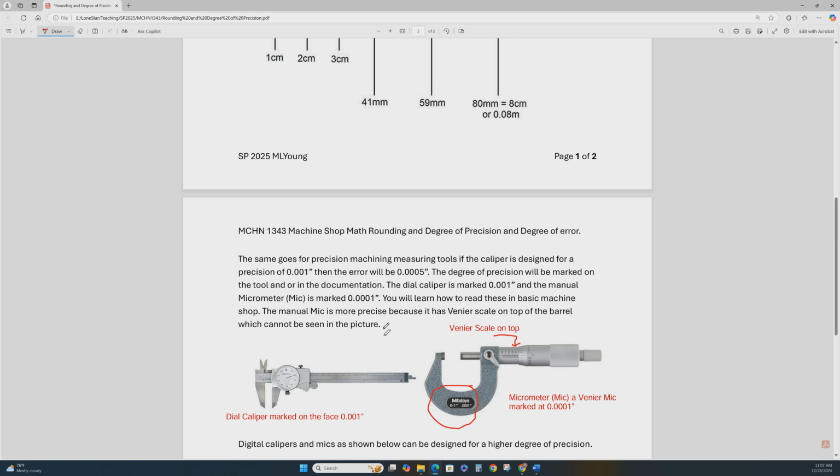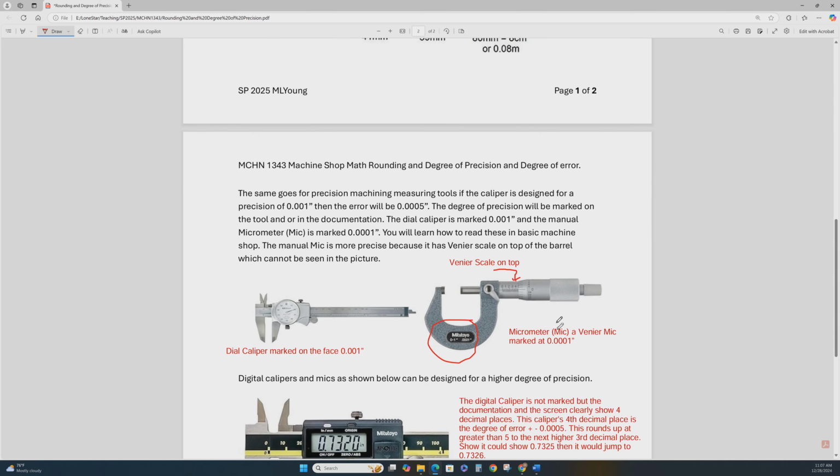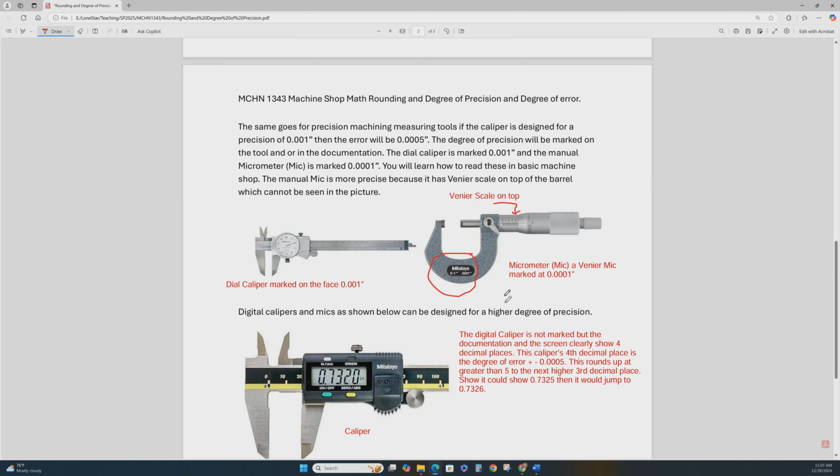But you can't see the vernier scale. Well, you can barely start seeing the marks here on top. But you'll learn how to read these in basic machine shop. And you'll go through degree of precision, degree of error, least material condition and maximum material condition, and blueprint reading, etc. Are you better? Or you should be.